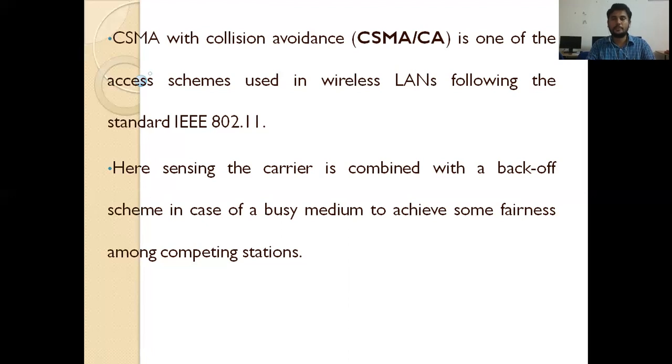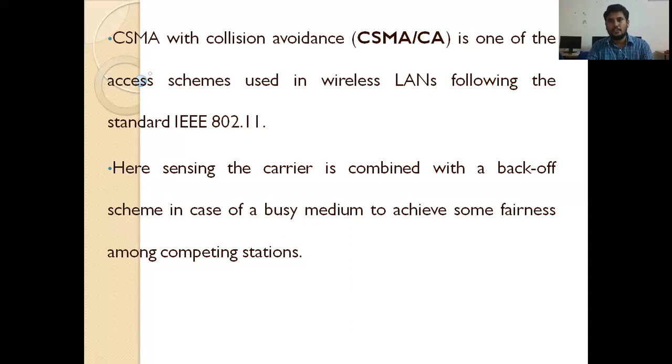What is preferred in wireless is CSMA/CA, CSMA with collision avoidance. Carrier sense multiple access with collision avoidance is one of the access schemes used in wireless LANs following the IEEE 802.11 standards. The main agenda of carrier sense multiple access is sense before transmit. If the medium is idle, then it transmits the data packet, which avoids the collision. There are three classifications: 1-persistent, non-persistent, and p-persistent.